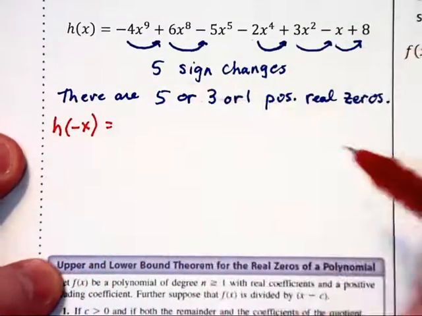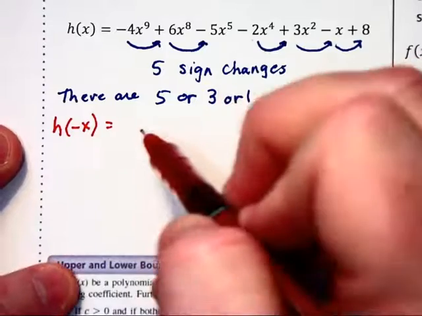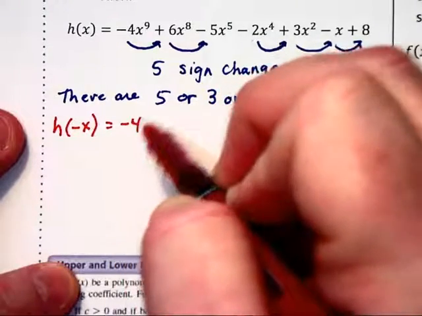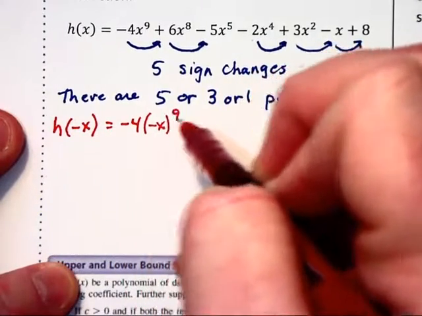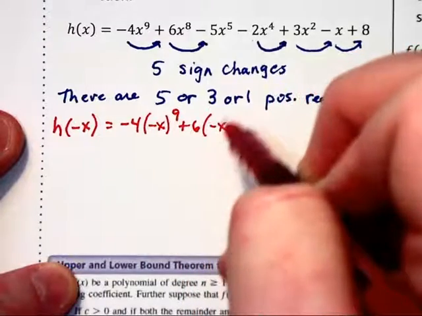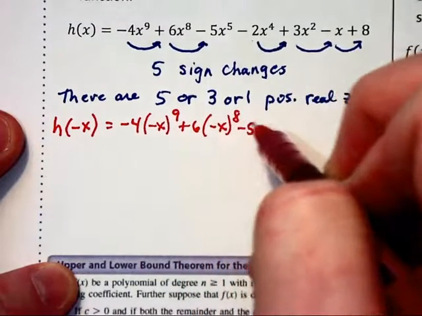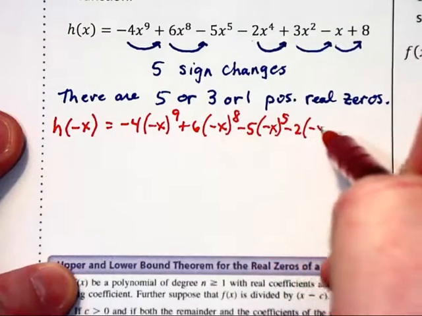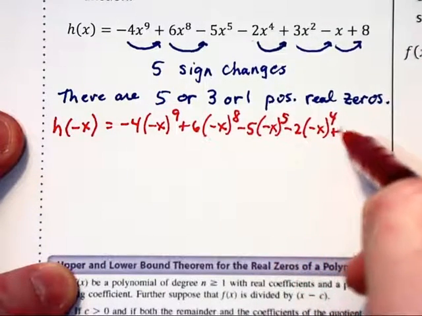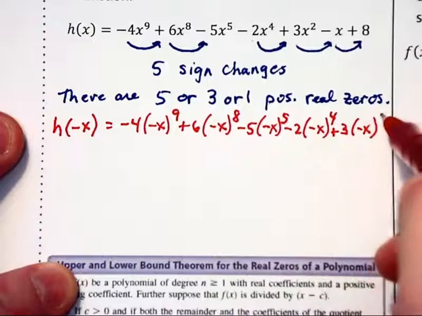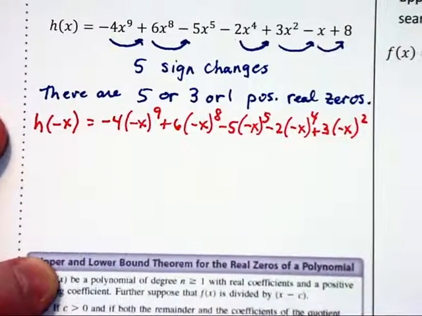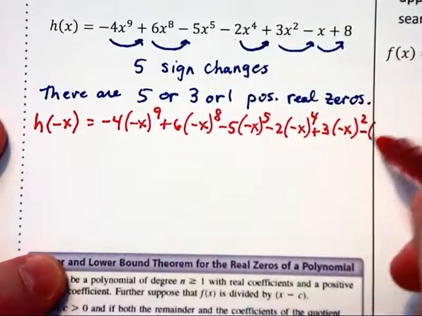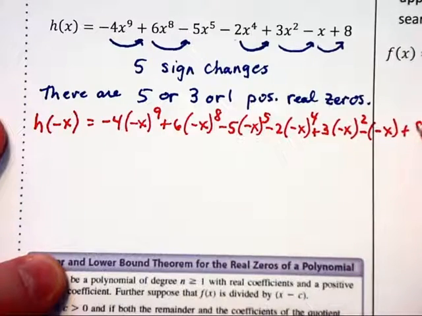which will be, and I usually don't write it out this long way, but here we go, negative 4 times negative x to the 9th plus 6 times negative x to the 8th minus 5 times negative x to the 5th minus 2 times negative x to the 4th plus 3 times negative x to the 2nd minus a negative x plus 8.